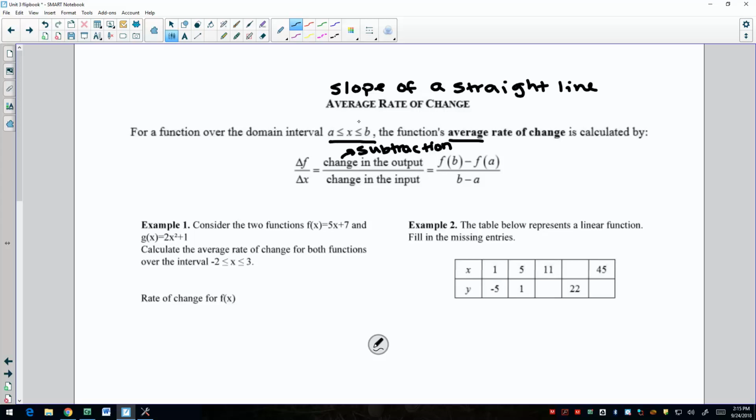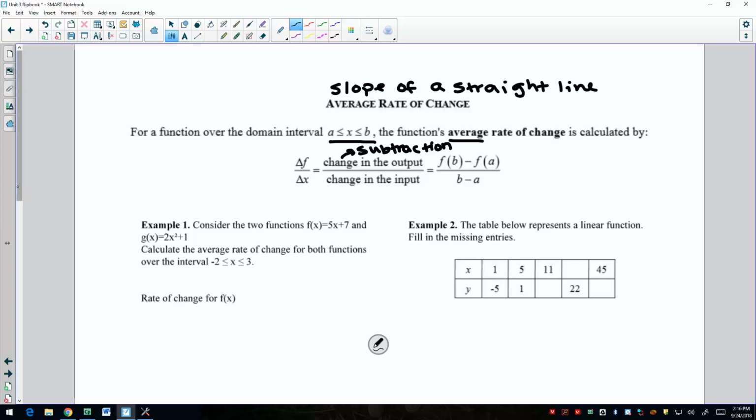So you have to maybe find those outputs first. So you're going to subtract those values and you're going to divide on the bottom by the subtraction of the inputs that go with those outputs. Now you just have to be careful that you subtract in the same order on the bottom as you did on the top. So again, if you started with B on the top, B's output, you have to start with B's input on the bottom. You don't have to start with B. You could have started with A on the top, but then you'd have to start with A on the bottom. So remember, outputs are your Y's, inputs are your X's.